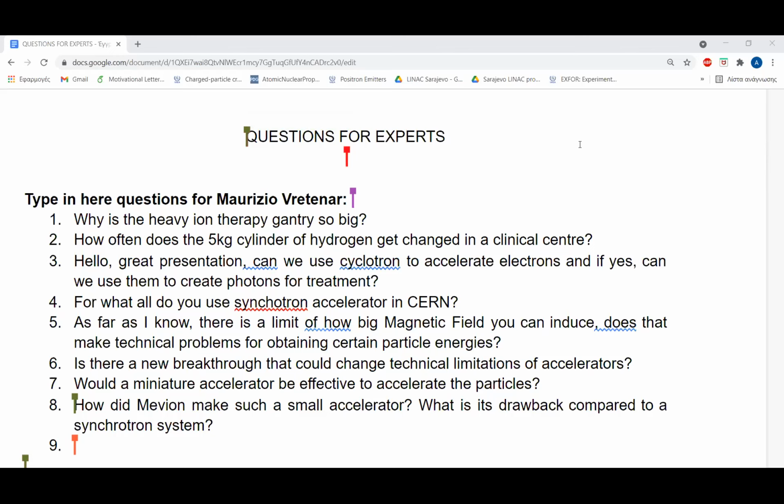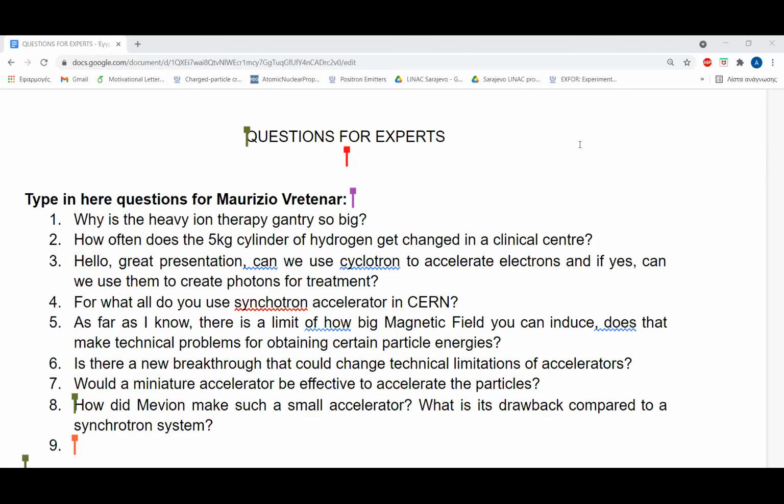For what do we use a synchrotron accelerator at CERN? I don't fully understand this question, but I think it refers to the fact that at CERN we use synchrotrons for experiments of particle physics, to make head-on collisions of protons, to generate, sorry, not to create new particles.